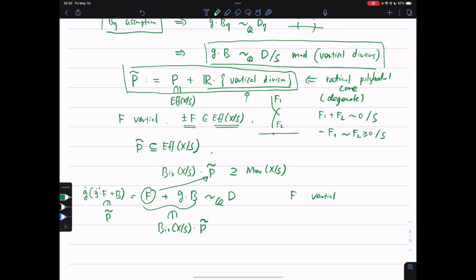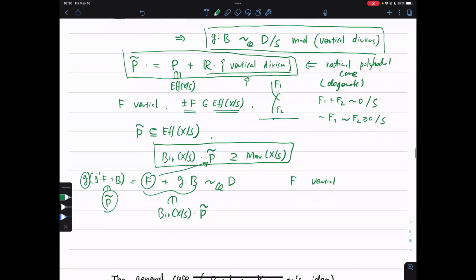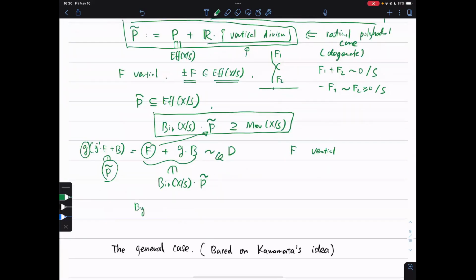And this part lives inside of my P tilde. So we have a group action on an element inside of a rational polyhedral cone, which equals D. Because D is arbitrarily chosen, we have this relation, right? And because of this relation, we can apply theorem 1, and we know the cone conjecture holds.